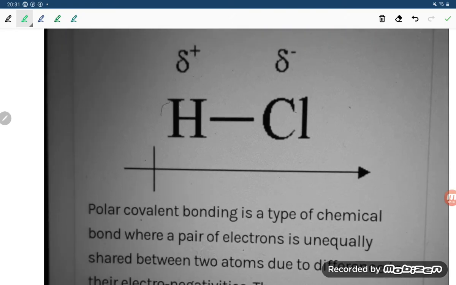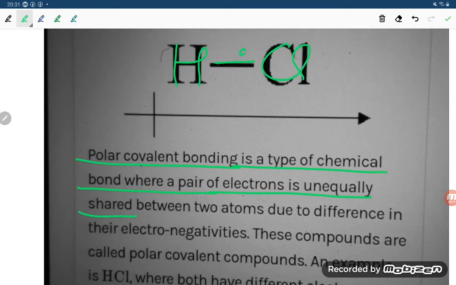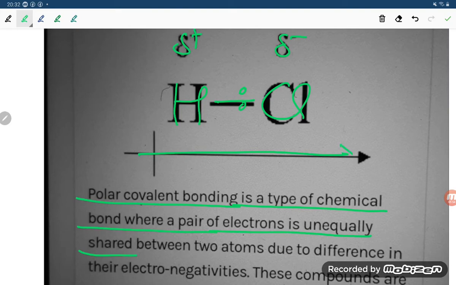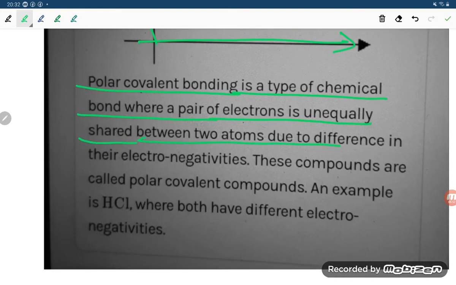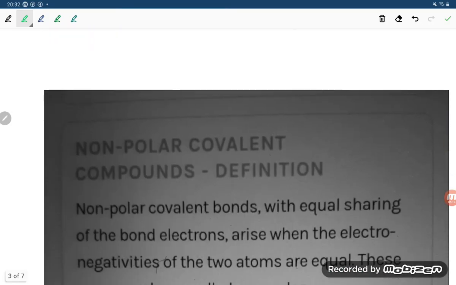Now students, try to understand polar covalent compounds and their definitions. Here HCl is shown, student. Chlorine is partial negative and hydrogen is partial positive. Polar covalent bonding is a type of chemical bond where a pair of electrons is unequally shared. Unequally shared means the pair of electrons is going towards the chlorine side, between atoms of two different electronegativities. These compounds are called polar covalent compounds. For example, HCl, where both atoms have different electronegativity, meaning hydrogen is partial positive and chlorine is partial negative.